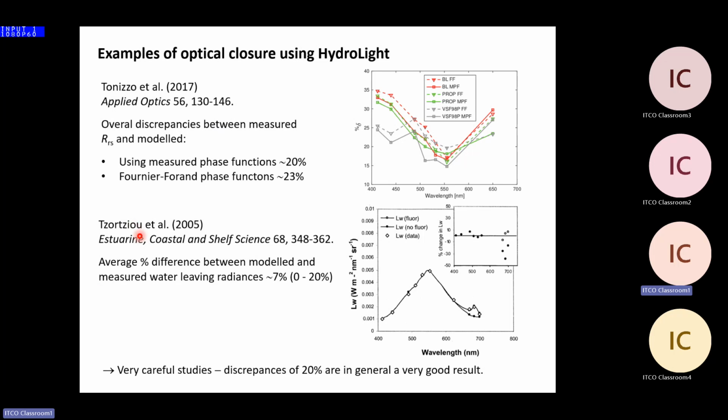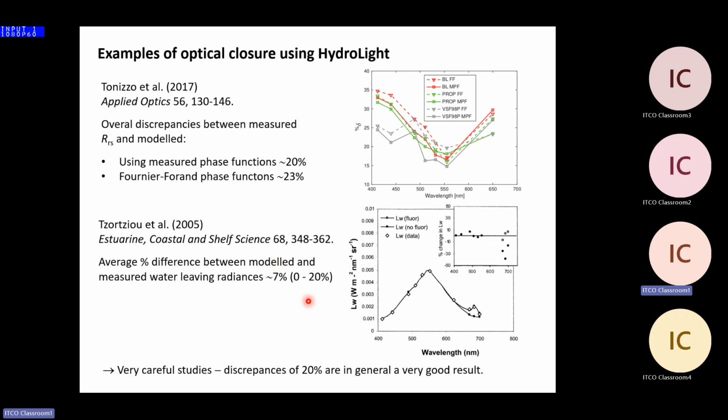And Giorgio, this is another paper here, looking at the average percent difference between the modeled and measured water-leaving radiances. And actually, this is a nice kind of validation, if you like, of the chlorophyll fluorescence, because what they found here is that if they model chlorophyll fluorescence, they've got a much better match with the water-leaving radiances between the model and what they've measured. And there they're looking at averages.